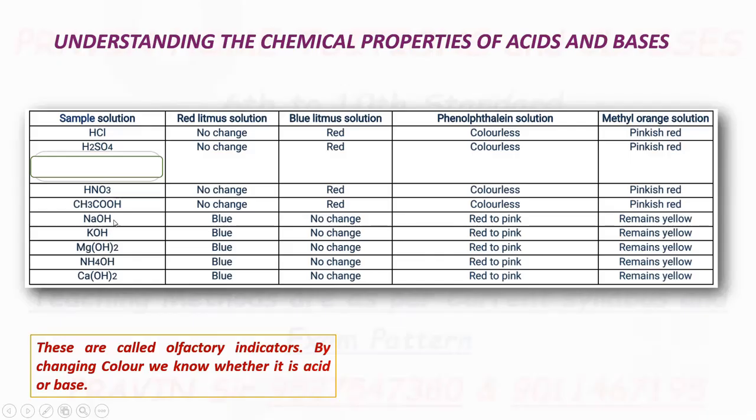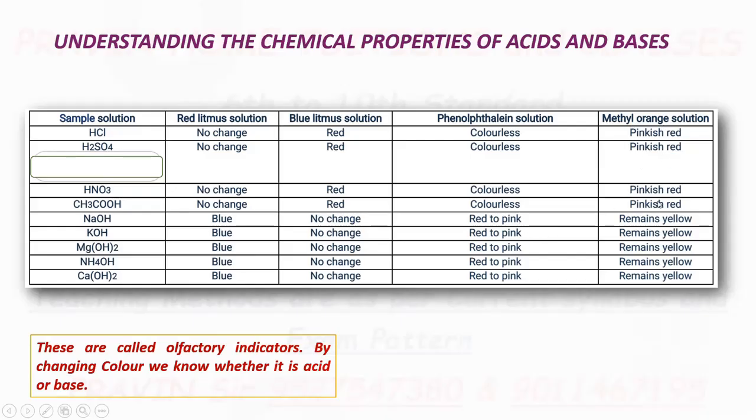Now NaOH, KOH, Mg(OH)2, NH4OH, Ca(OH)2. Here from NaOH to Ca(OH)2, these are bases. Why? Because here red litmus paper or red litmus solution turns blue. This is the first test. Phenolphthalein solution changes from colorless to pink.